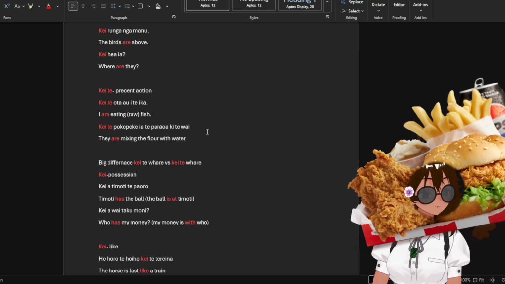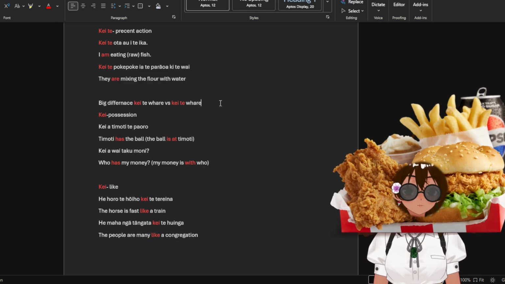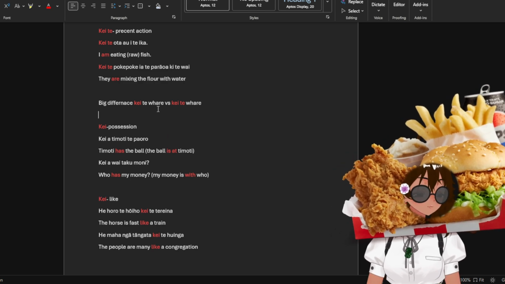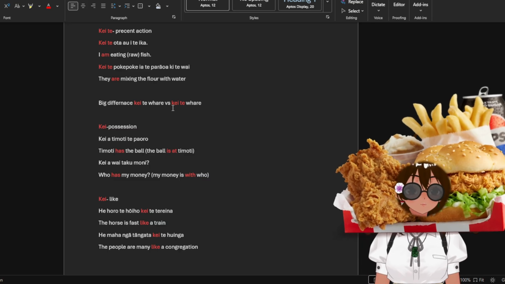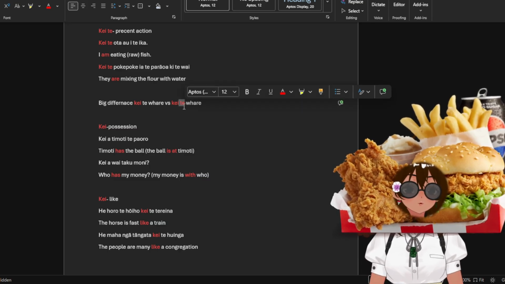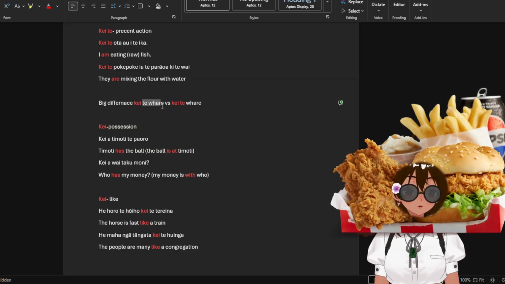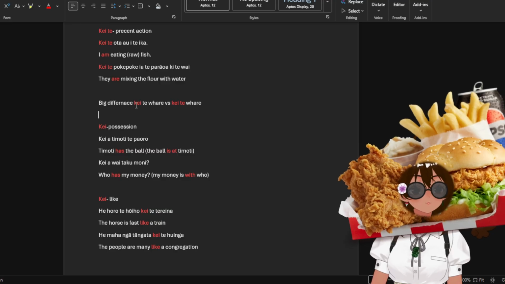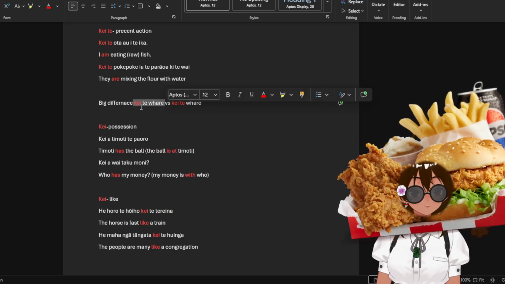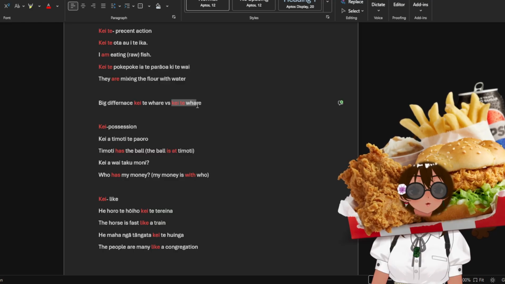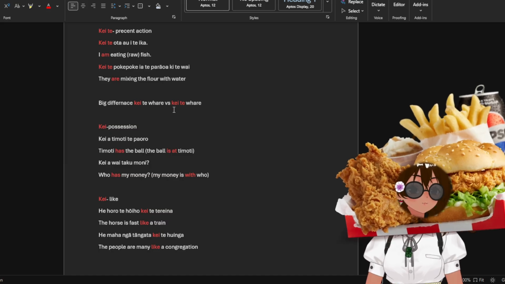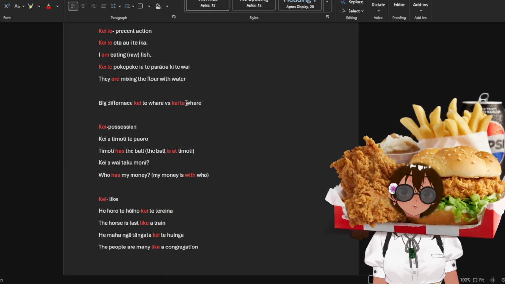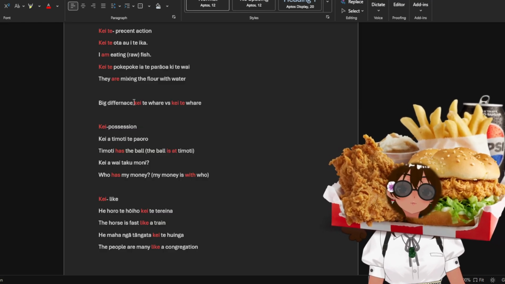Now for this one, I've made a little kind of dumb example here because whare isn't a verb in Māori at all, but to illustrate the difference, because sometimes you will need to differentiate between kei te and kei. So for example, kei te whare would be at home, kei te whare would be homing, housing, some form of "ing" word.